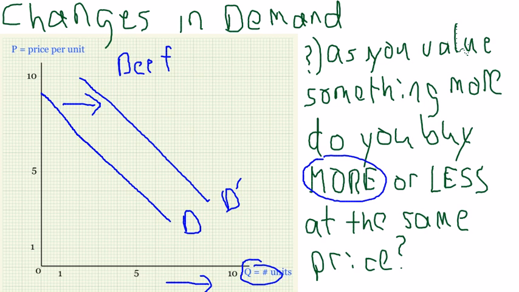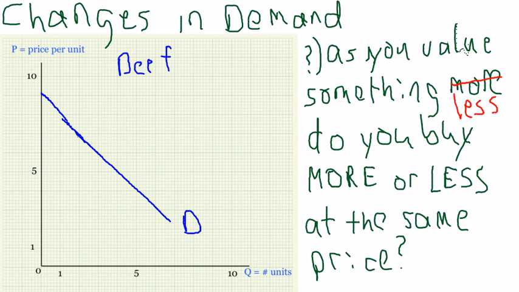Another way of seeing that this demand curve is the right shift, suppose that the price is 7. And under the old demand curve, we're buying a little less than 2. And at the new demand curve, we're buying a little more than 5. So when price is 7, we increase purchases from 2 to about 5. That is certainly more.